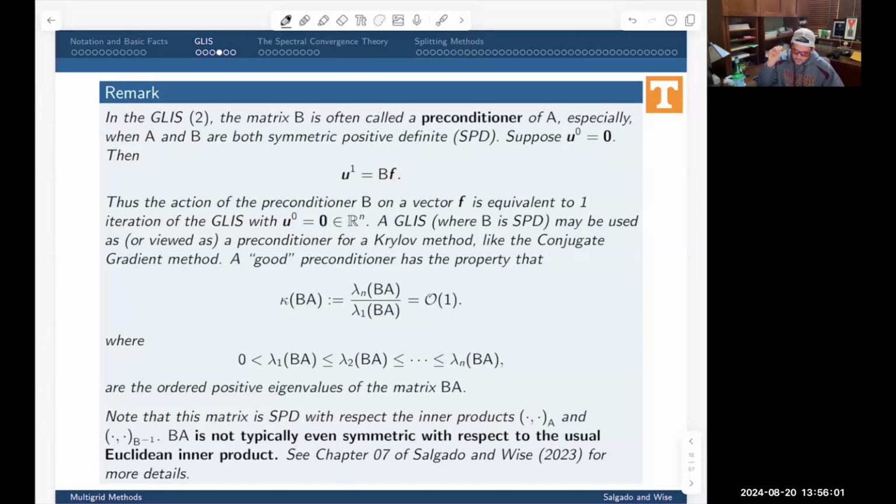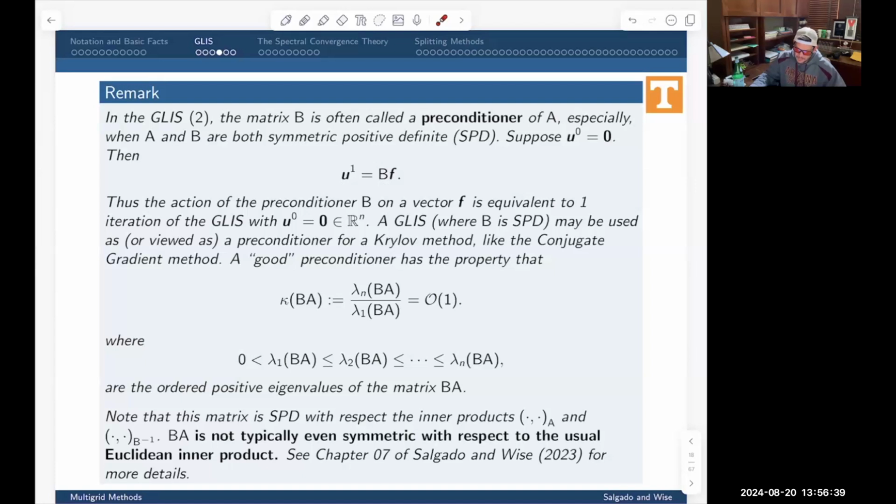Now, this is especially true whenever both A and B are symmetric and positive definite, in the Euclidean sense. Now, here's another thing I want to bring to your attention. Suppose that my initial vector u0 is equal to 0. Then if I look back at how things are defined, if u0 is equal to 0, then one iteration of my general linear iterative scheme just looks like this.